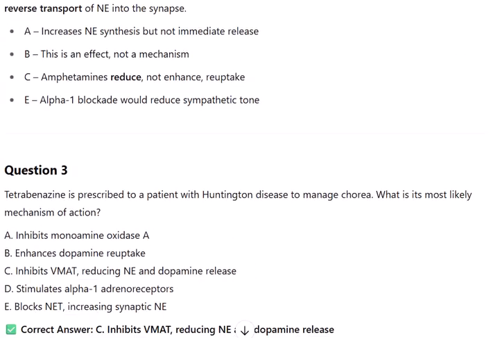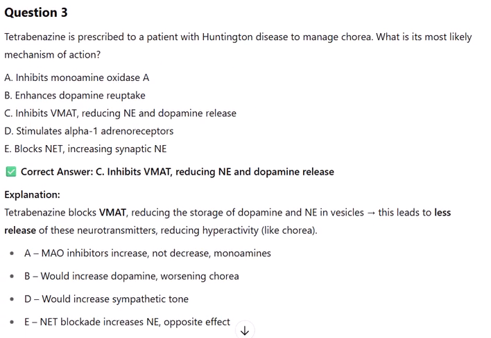Question 3. Tetrabenazine is prescribed to a patient with Huntington disease to manage chorea. What is its most likely mechanism of action? A. Inhibits monoamine oxidase. B. Enhances dopamine reuptake. C. Inhibits VMAT, reducing NE and dopamine release. D. Stimulates alpha-1 adrenoreceptors. E. Blocks NET, increasing synaptic NE. Correct answer C. Inhibits VMAT, reducing NE and dopamine release.